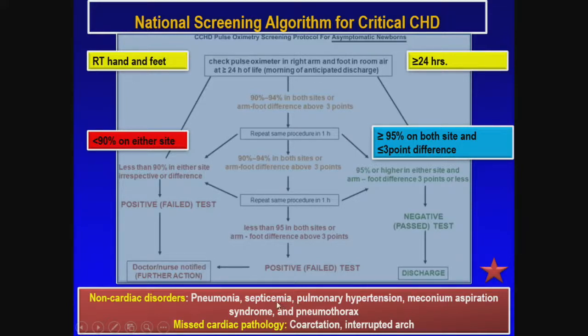So non-cardiac disorders can make a baby fail the test. For example, pulmonary hypertension, meconium aspiration syndrome, septicemia, pneumonia. In all these cases, there may be a right to left shunt and there may be lower limb cyanosis. So the baby can fail a test. The two important lesions, left heart obstructive lesions, may not be picked up on pulse ox screening. These are false negative. Coarctation of aorta, an interrupted aortic arch, and even aortic stenosis may be missed on the screen. So the sensitivity is a little lower than what we want from a screening test. So this is an important thing to remember.